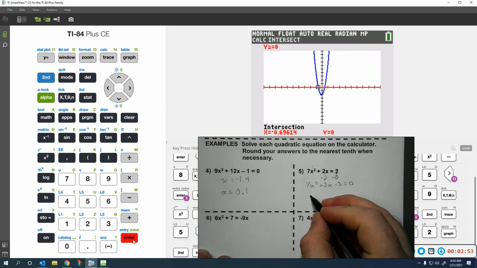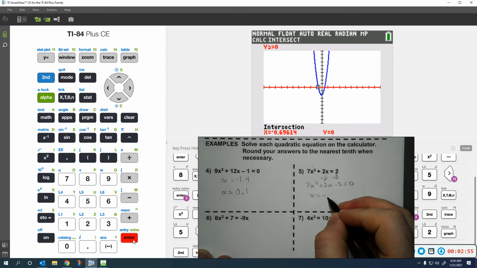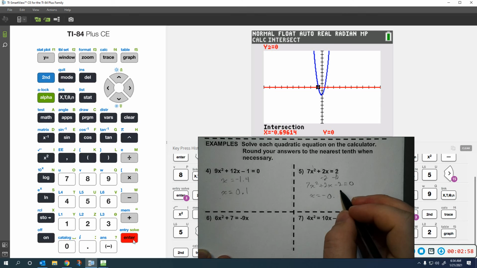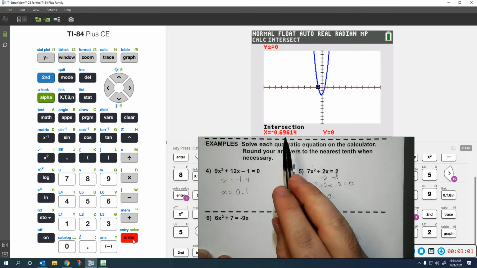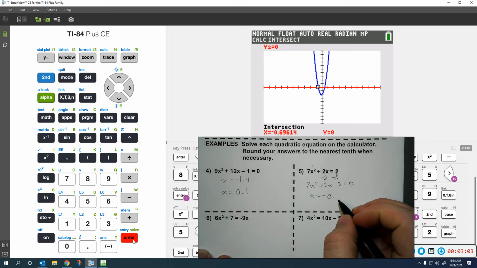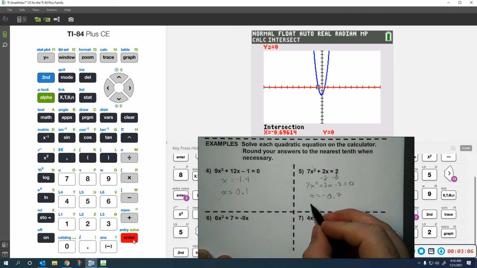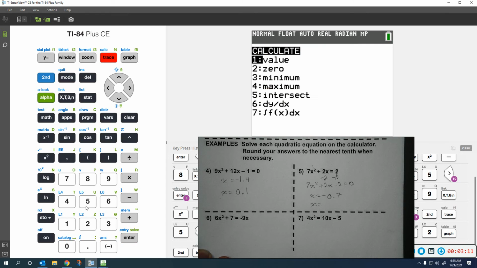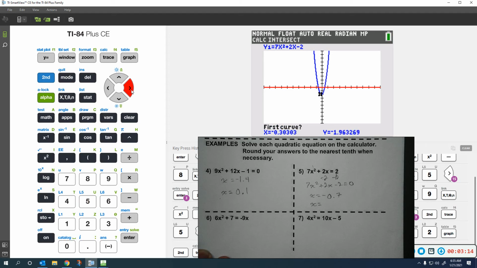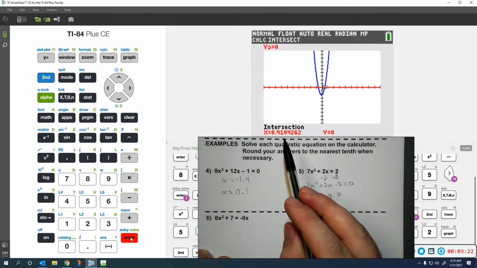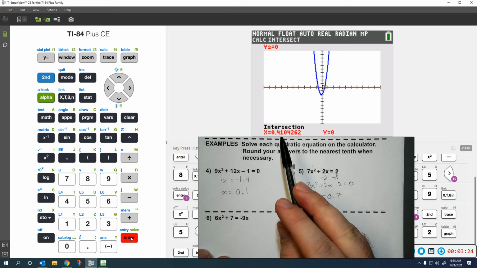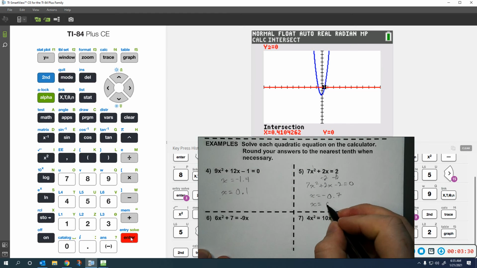So our first one is that x equals negative 0.69. But look at that, the 9 makes the 6 go up, so negative 0.7. Our next one: second, trace, intersect, move it to the right side, get really close, push enter 1, 2, and 3. 0.41024262, but we just need to look at the 4 and the 1. The 1 means that 4 is going to stay the same, so it's going to be positive 0.4.